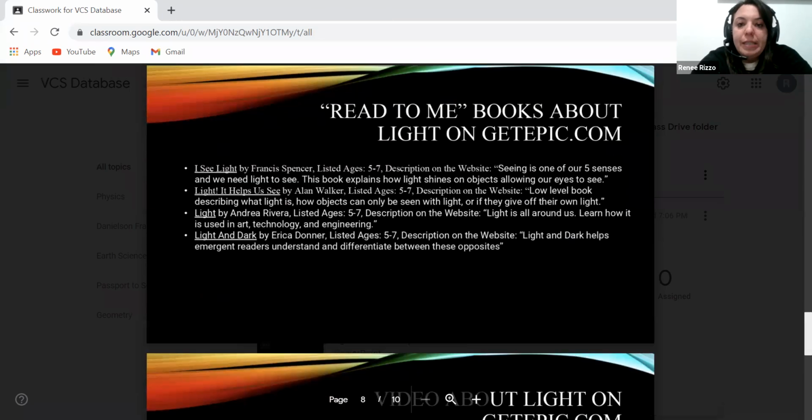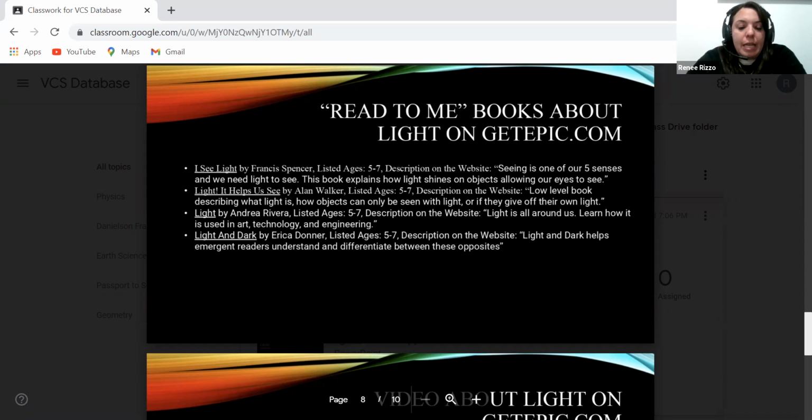There are also Read to Me books about light on getepic.com. Read to Me books read the book aloud to students, so this is excellent for our non-readers or students who are not yet readers. I See Light by Frances Spencer, listed ages 5 through 7. Description: Seeing is one of our 5 senses and we need light to see. This book explains how light shines on objects, allowing our eyes to see.